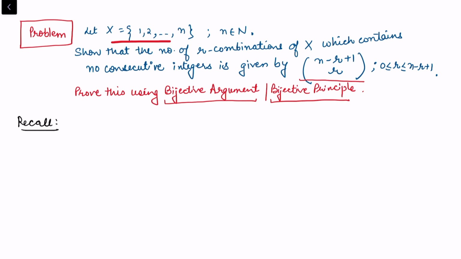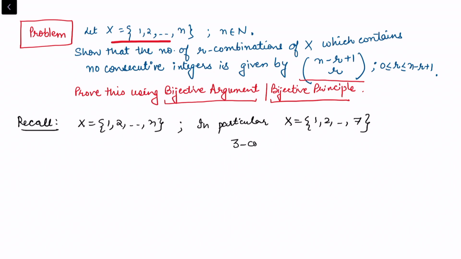Suppose you have a set X which consists of n elements, 1 up till n, and in particular I am considering a set where I have a fixed value for n. Let us take X equal to 1 up till 7, and I want to find all 3-combinations. If I simply want all 3-combinations without any restriction, there are 7 elements, and out of 7 I want to choose 3. So we can do it in 7C3 ways.